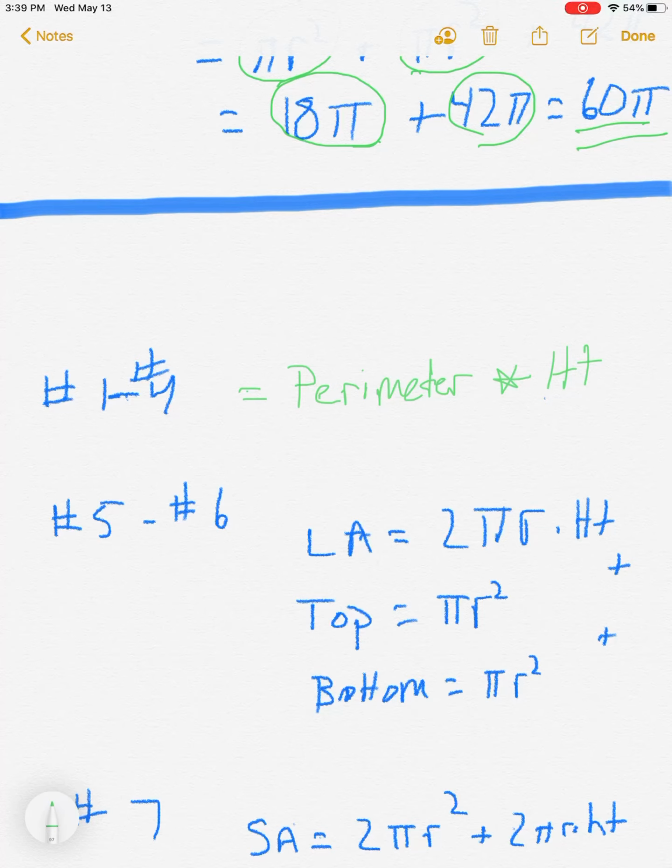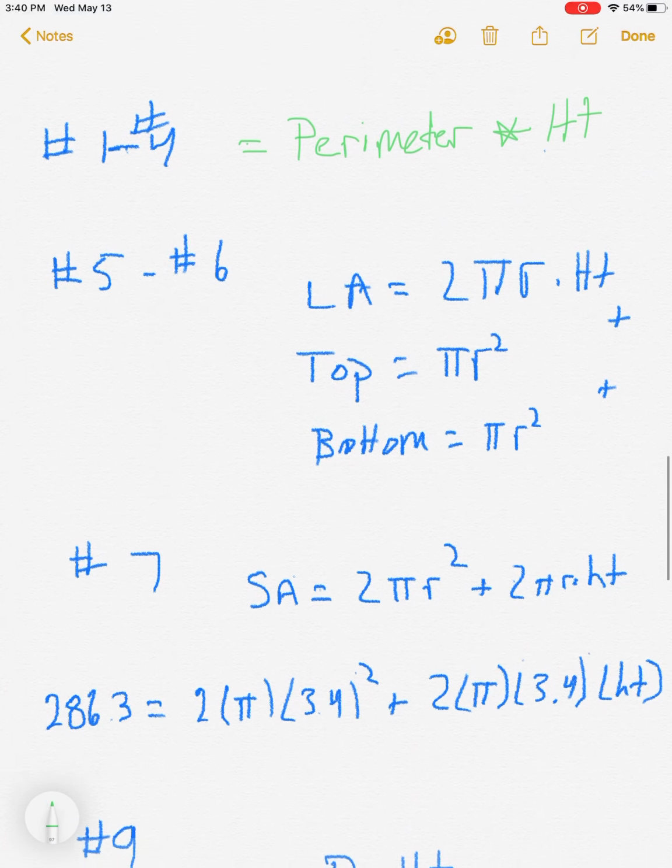Problems 5 and 6 are cylinders. The lateral area is 2 pi r multiplied by the height. The top is a circle, pi r squared. The bottom is a circle, pi r squared. So we're going to have to add all three of these things together to get the total surface area.